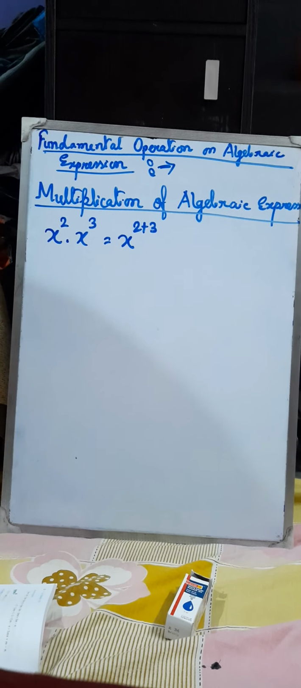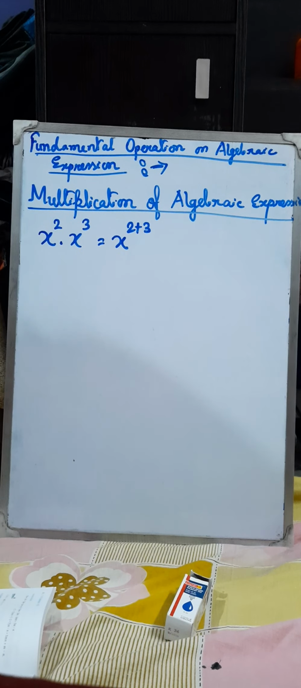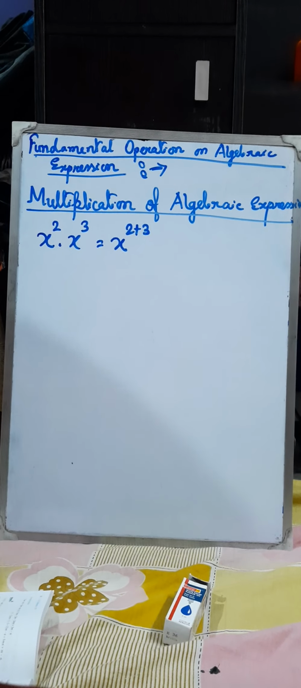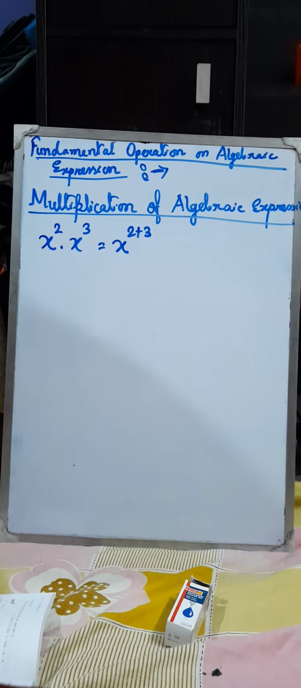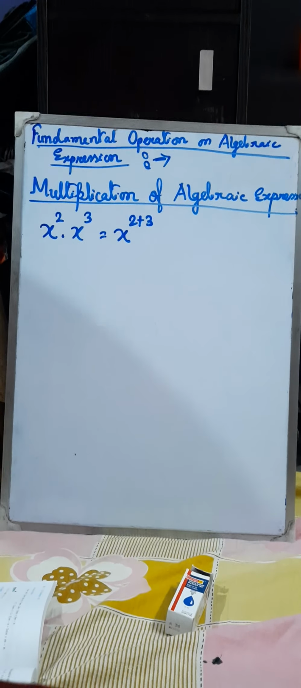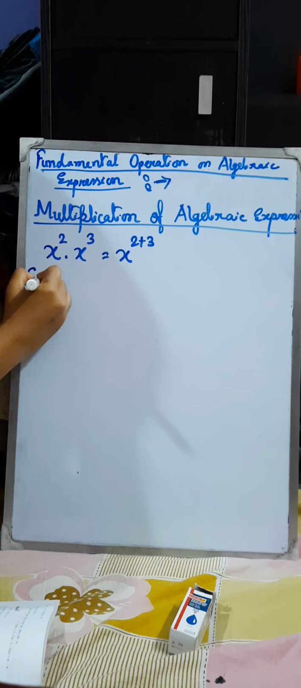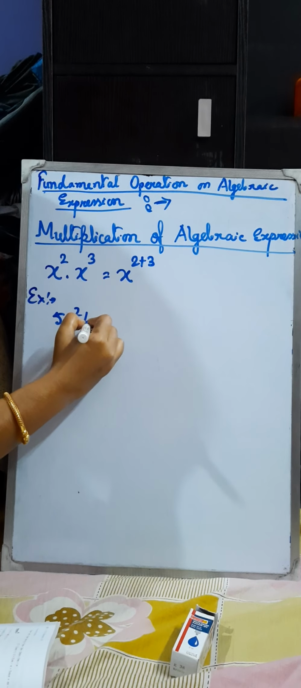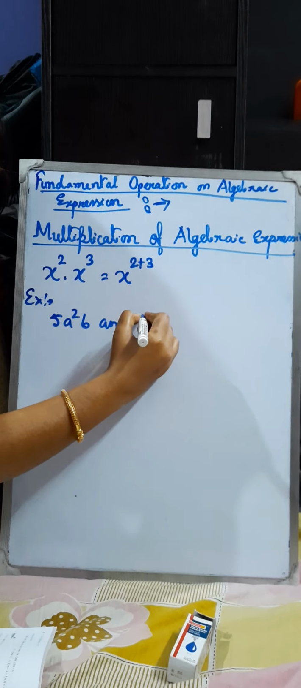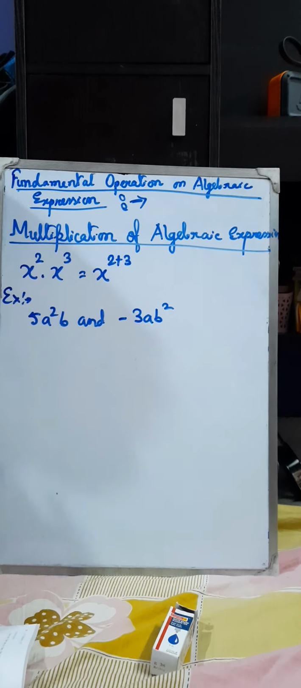Now, multiplication of two monomials. When we take the product of two monomials, what do we do? The product of their numerical coefficients into the product of their literal coefficients. So take an example. It is given 5a square b and minus 3ab square. We have to multiply both.